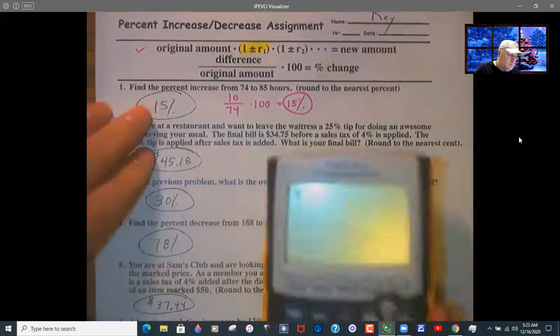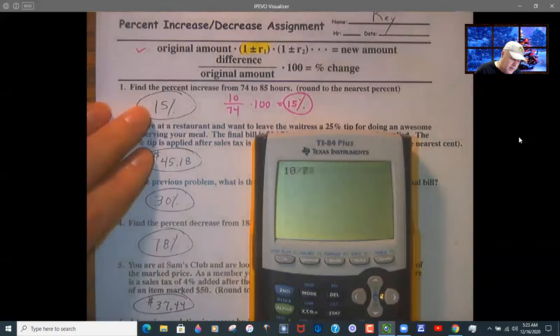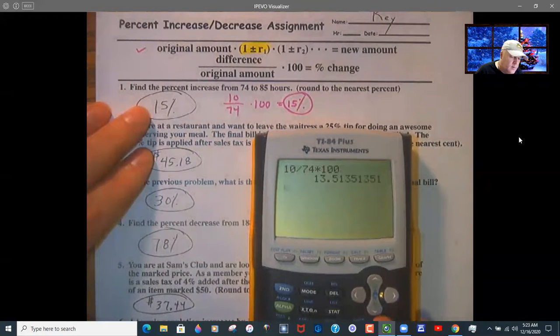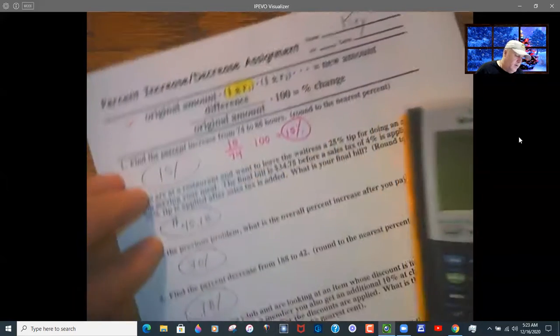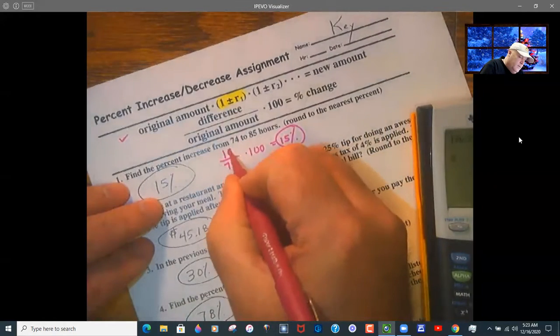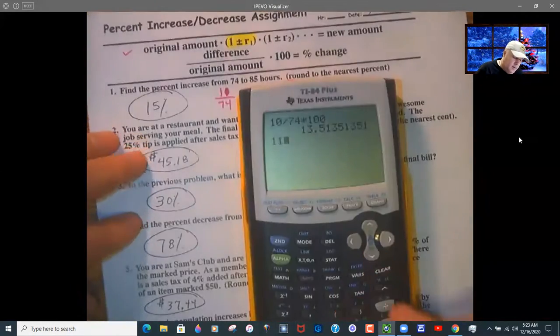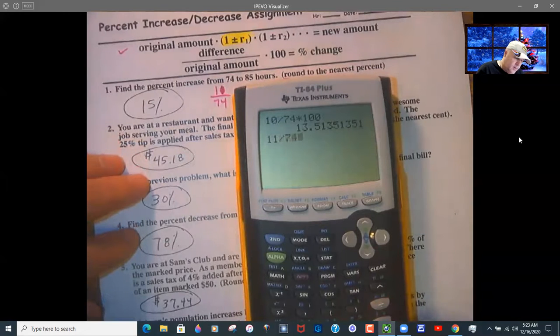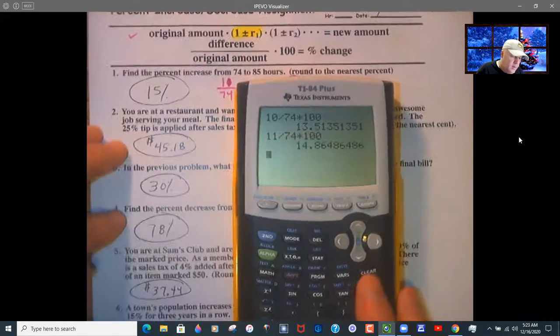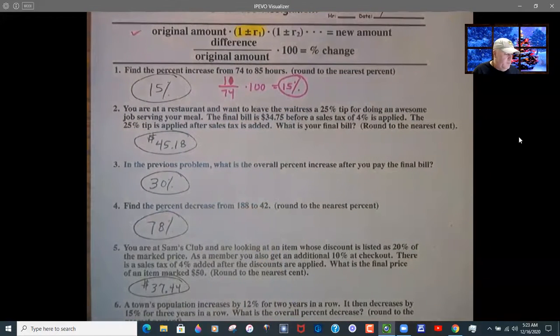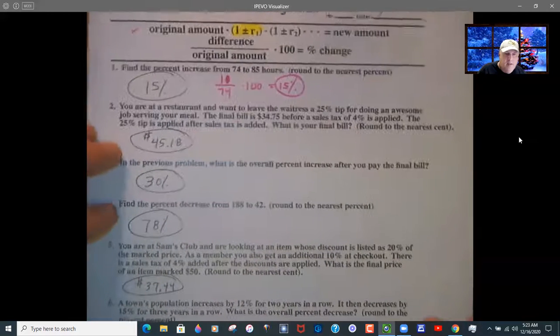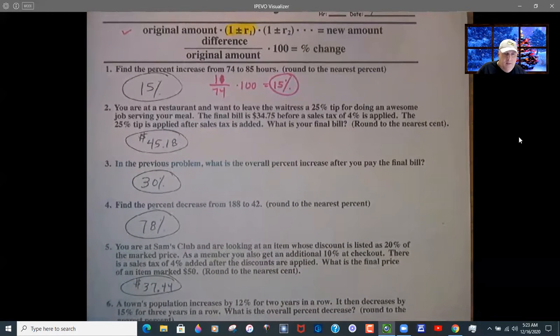So make sure, this has probably got rounded, I'm just looking at it here. Oh, I'm sorry, about 11. 11 over 74 times 100. Always check your work. There we go. So yep, it got rounded to 15 in that. So difference over the original times 100.